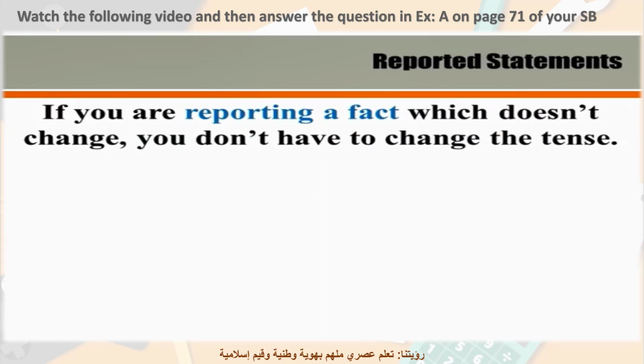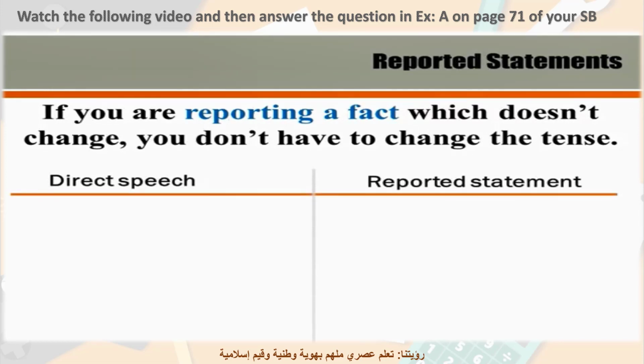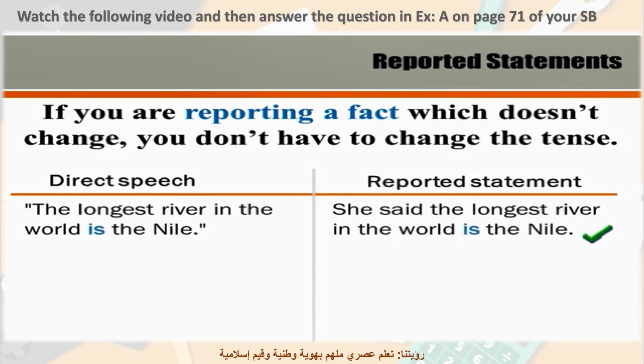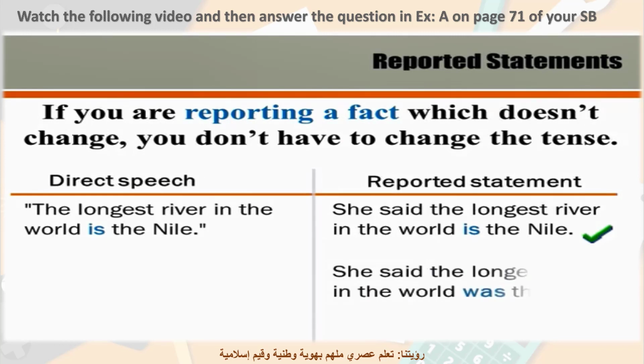If you are reporting a fact which doesn't change, you don't have to change the tense. For example, the longest river in the world is the Nile. Reported, she said that the longest river in the world is the Nile. That's correct. She said the longest river in the world was the Nile. That is correct too.